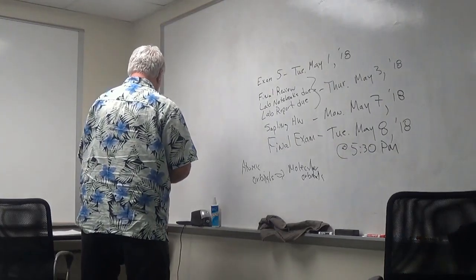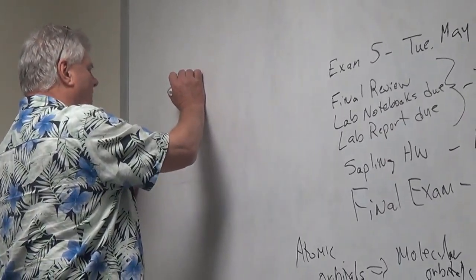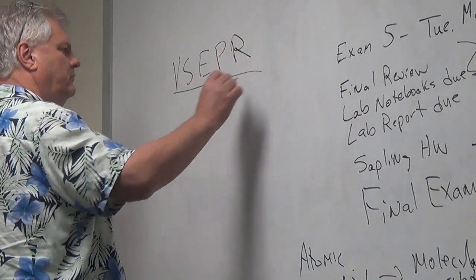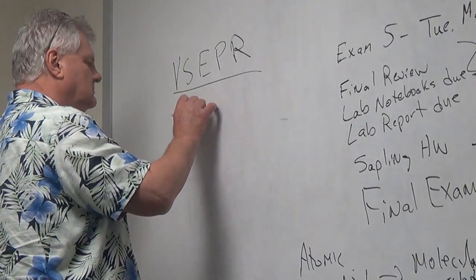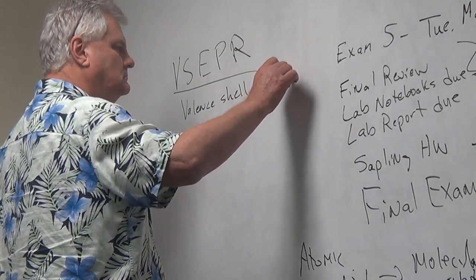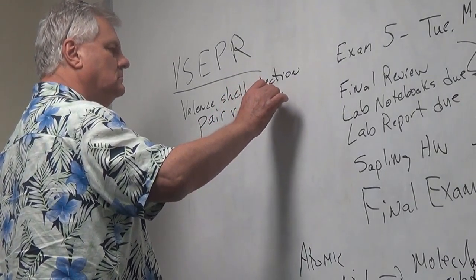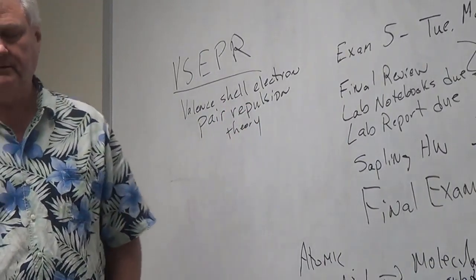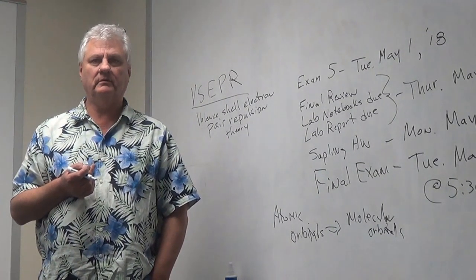And there are three theories related to this chapter. One theory has to do with the three-dimensional shape of molecules, and this is valence shell electron pair repulsion theory. And although the name is long, the concept is really quite straightforward.